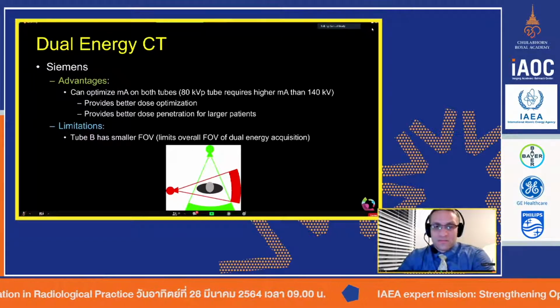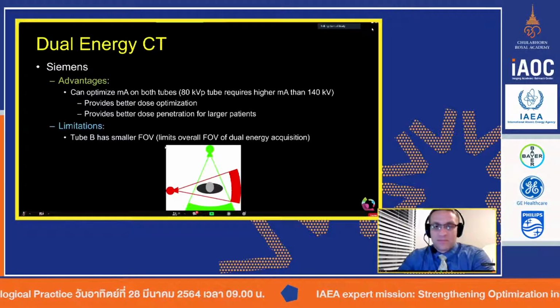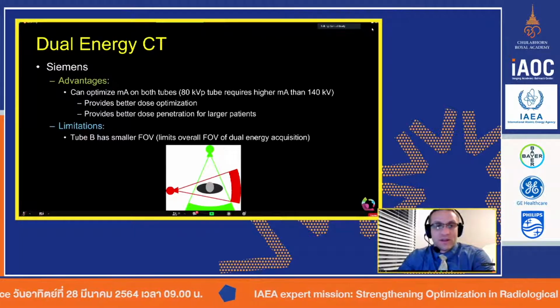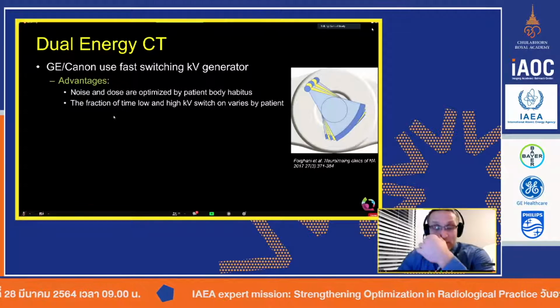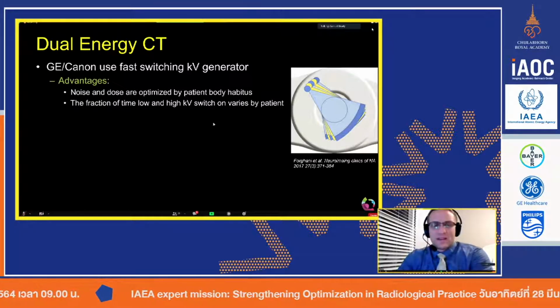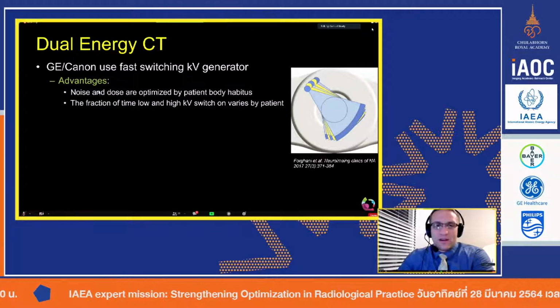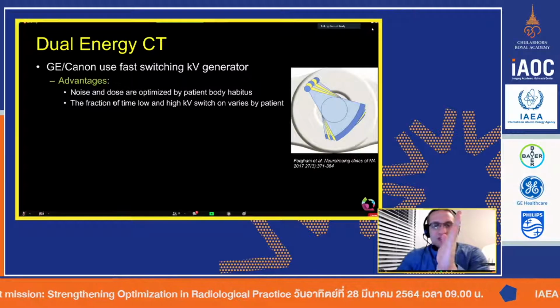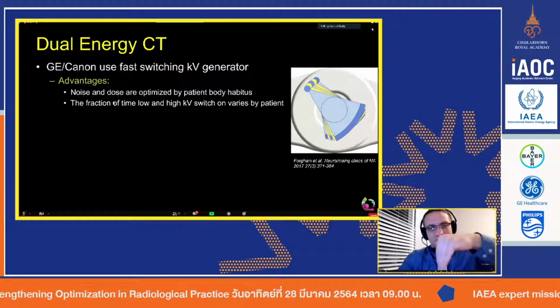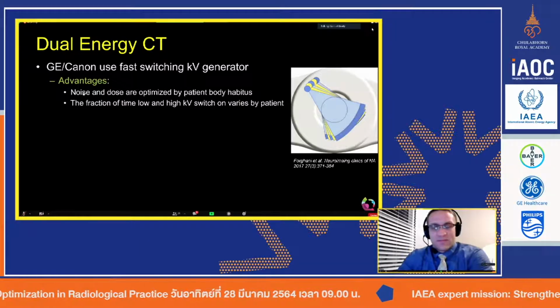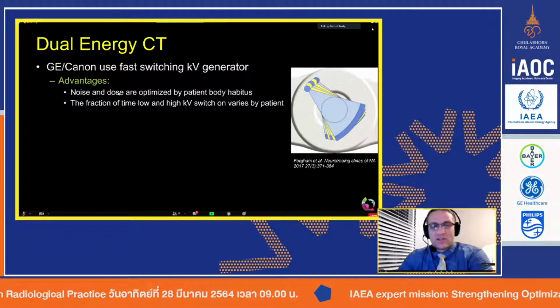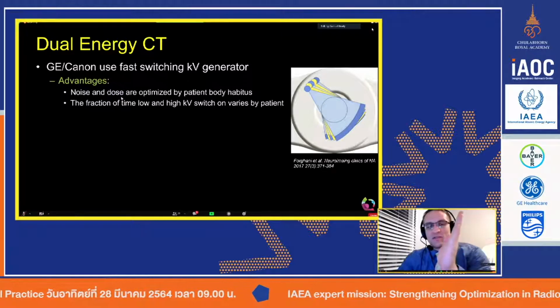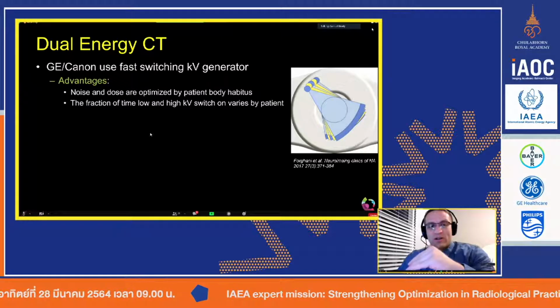And obviously, I meant to delete that, but basically you're still limited with the field of view. All right, advantages for the fast switching is the noise and dose, because it makes very fine changes as it switches around, as it spins around the body, very finely sampled. You can optimize the noise and dose very finely as it goes around the body.